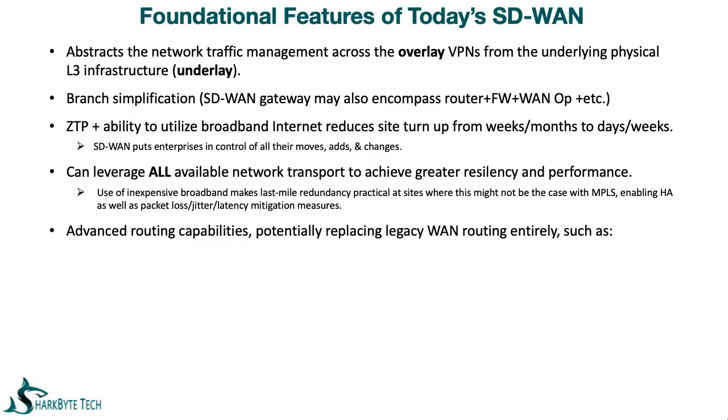And note that bonding of transports works across any transport. They could be unequal cost paths. They can have very different loss, latency, and jitter characteristics. SD-WAN can take all those into account in real time and steer traffic on a per packet basis across the best available transport. When we refer to advanced routing capabilities, if our entire WAN is built upon an SD-WAN platform, the advanced routing capabilities of your SD-WAN platform can in fact replace traditional WAN routing entirely.